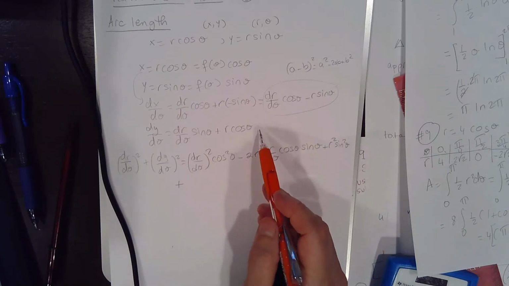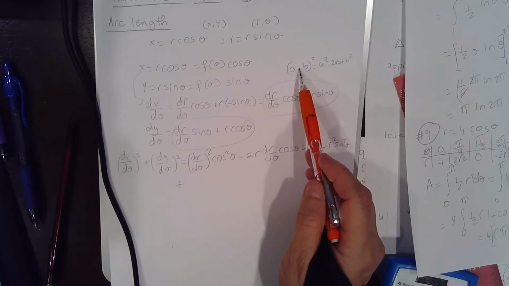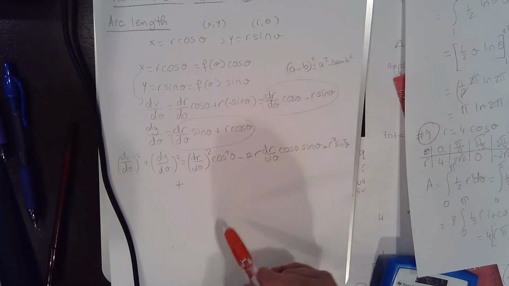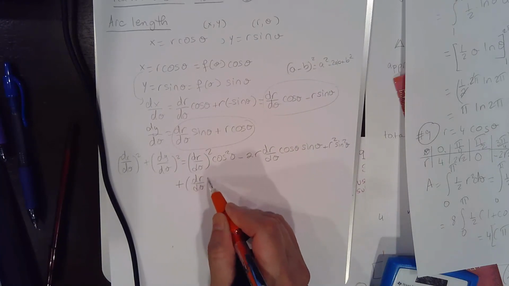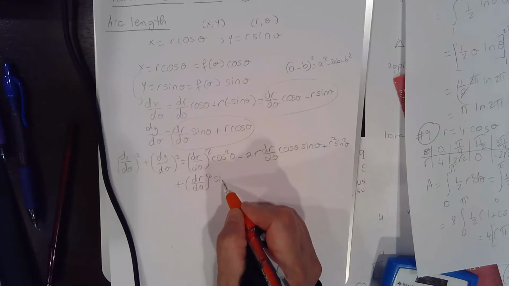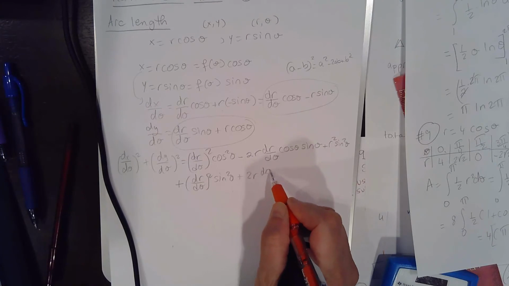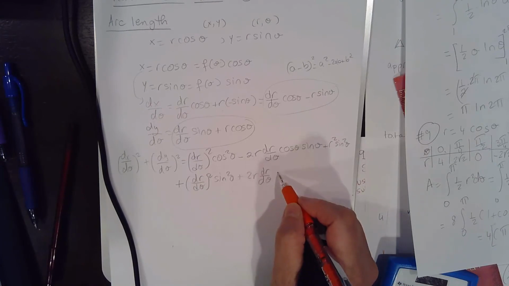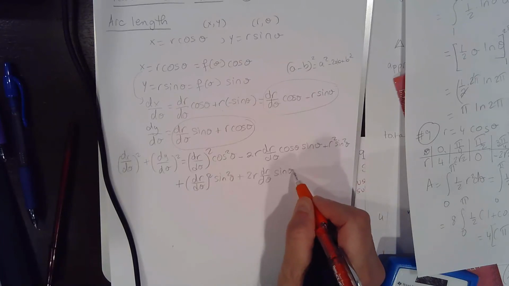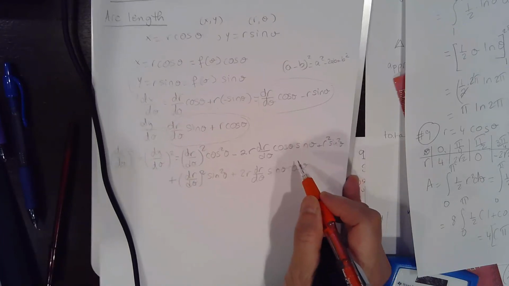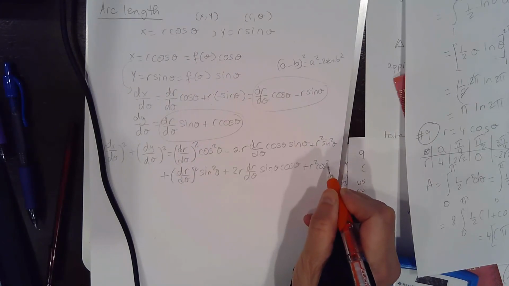The square of this, applying the same rule, but now you have plus and plus here. So this one squared, (dr/dθ)² sin²θ, plus 2 r (dr/dθ) cosθ sinθ, or sinθ cosθ, plus r² cos²θ.